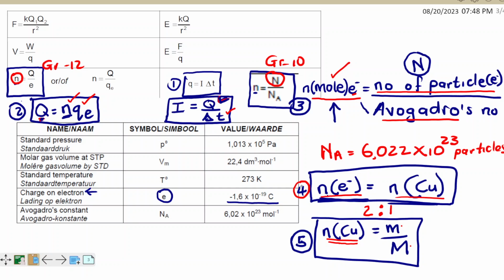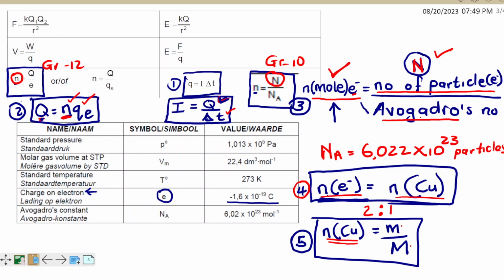Then we move to calculation number 3, because we now have the number of moles of the electron. We want to find the number of particles or the number of electrons. So we multiply those number of moles that we got from calculation number 4 by the Avogadro's number, which is 6.022 times 10 to the power 23, then we get the number of particles or the number of electrons. Then we move to calculation number 2. Now we know the number of particles.